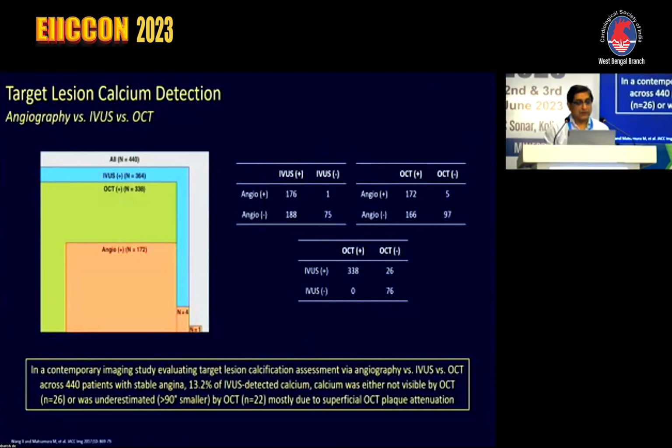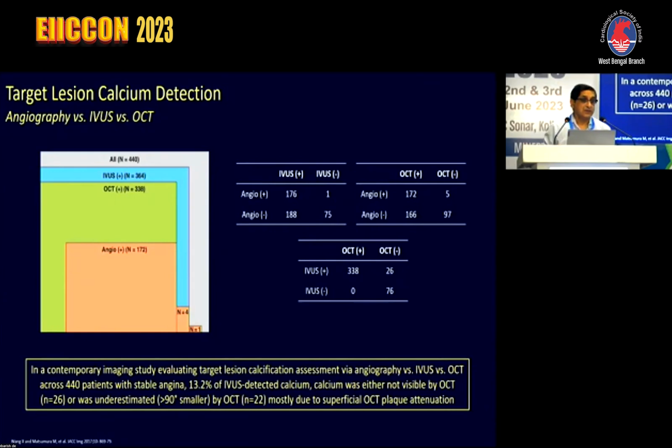So, target lesion calcium detection, angiography versus IVUS versus OCT. I think we have already said this, but I will read out the summary. Evaluating in a contemporary imaging study, this is again Wang and Matsumura, target lesion calcification assessment via angiography versus IVUS versus OCT across 440 patients with stable angina, 30.2% of IVUS detected calcium. Calcium was either not visible by OCT or was underestimated by OCT, mostly due to superficial OCT plaque attenuation.